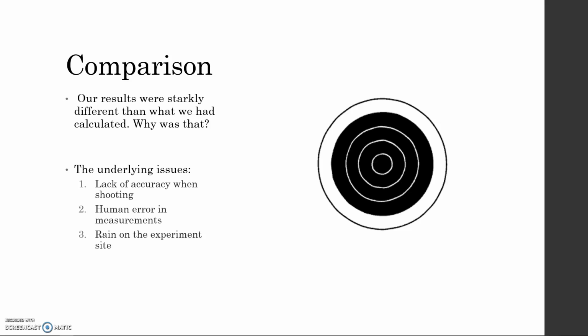Now we're comparing our results. We found our results were starkly different than what we had calculated, and we wondered to ourselves, why was that? After a bit of brainstorming and reminiscing about what we actually did, we found we weren't the best shots. To be fair, we weren't very good at all. We had a lot of human error with our measurements, careless looks, this, that, and there. And it was also raining on and off while we were performing our experiment.